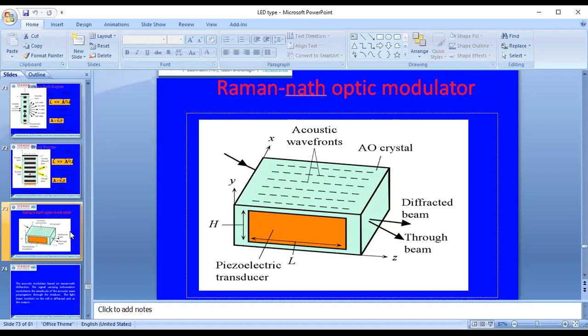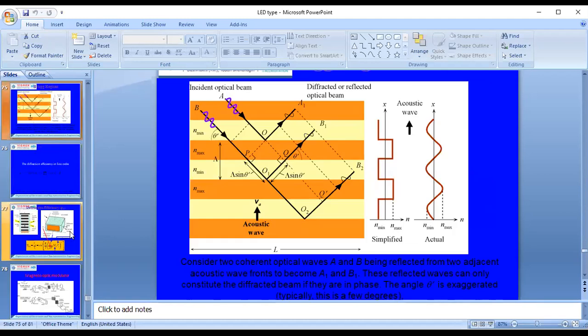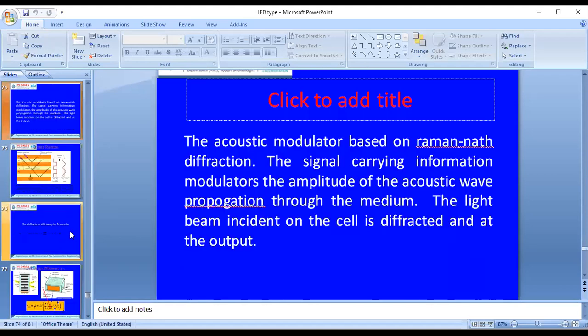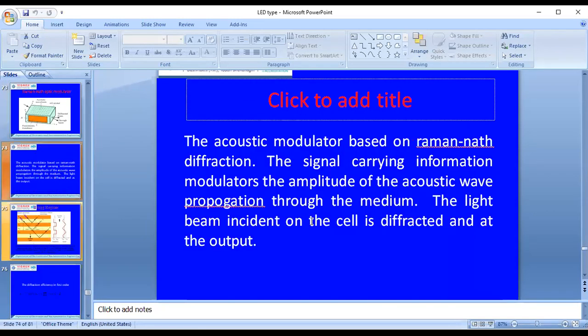So based on the piezoelectric crystal, when stress or strain is applied, an electric signal is automatically generated. Otherwise, when you give an electric signal on both sides of the piezoelectric transducer, it produces a different type of strain or vibrations. Based on that principle of a piezoelectric transducer, the output is considered from the Raman-Nath acousto-optic modulator.